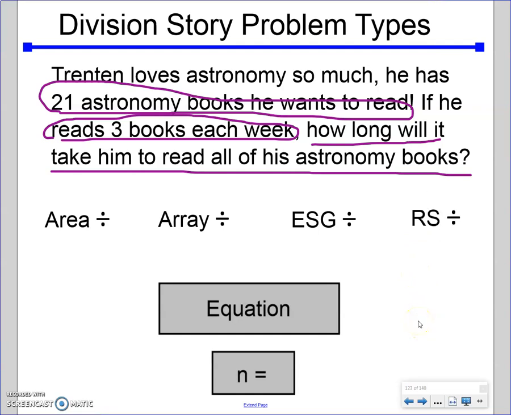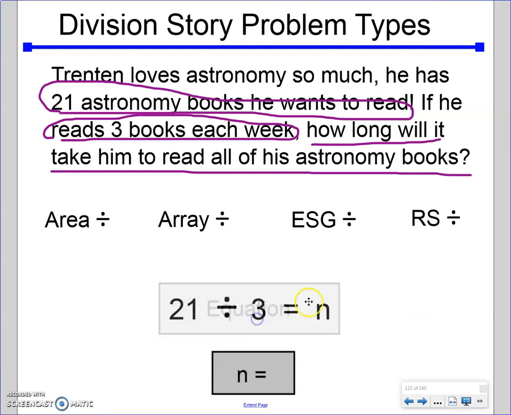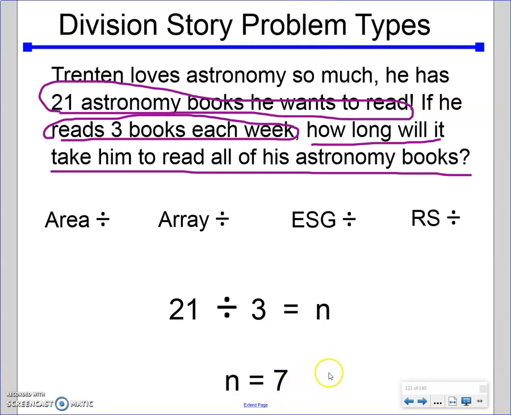Now think very carefully. What division equation would we write to solve this problem? I agree. We would divide the total number of books Trenton wants to read, 21, by how many he reads each week, 3, to tell us how many weeks it will take him. What is 21 divided by 3? What does n equal in this problem? You're right. N equals 7, because 3 times 7 equals 21. So 21 divided by 3 equals 7. It's going to take Trenton 7 weeks to read all of his astronomy books.